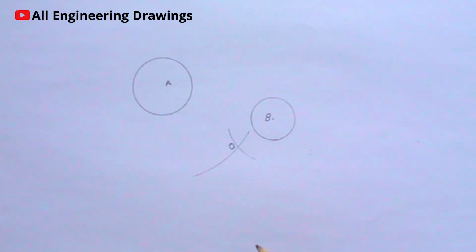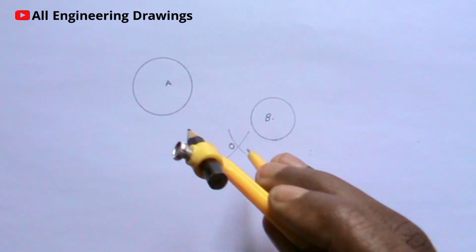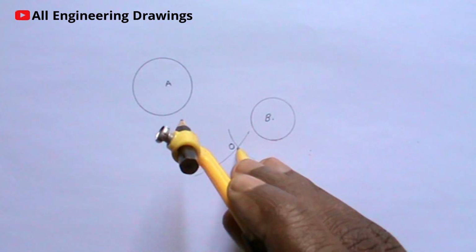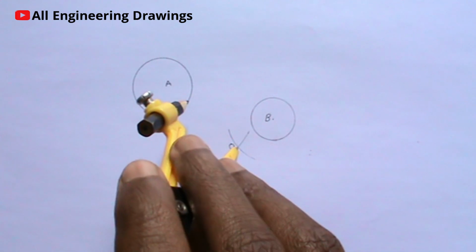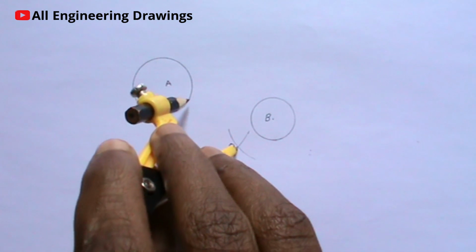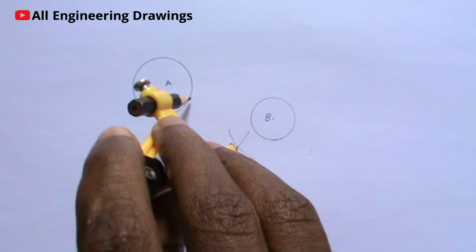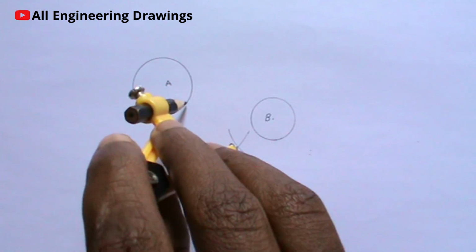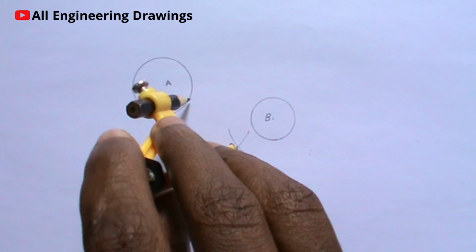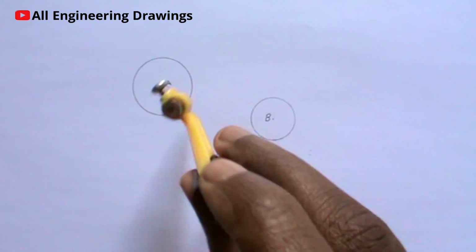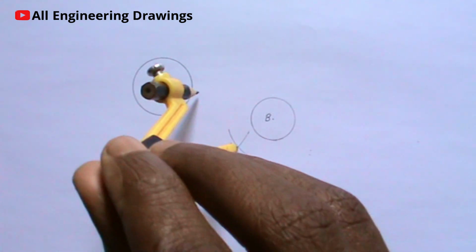Now place your compass on the point where the arcs intersect, that is point O. Then extend your compass in such a way that the pencil of the compass is touching the circumference of one of the circles. Then draw your required circle.